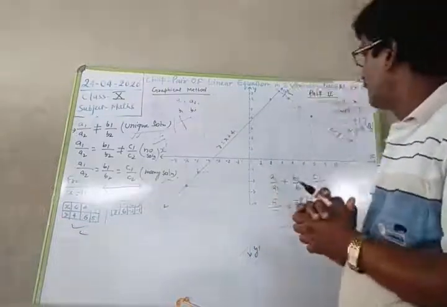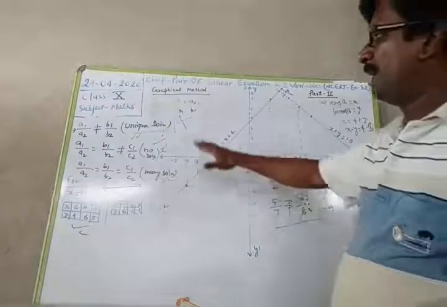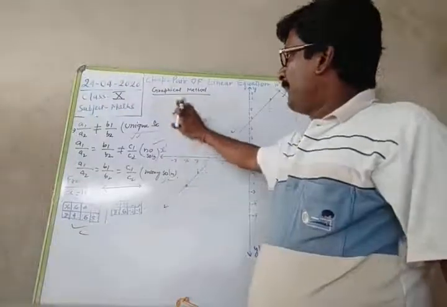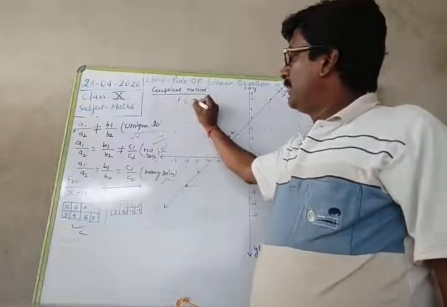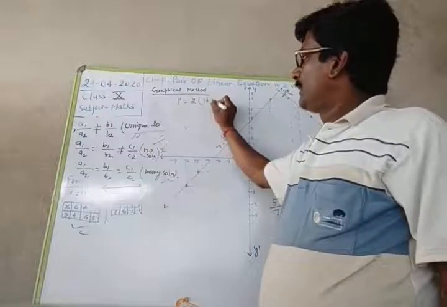Okay. So now see, the question is, half of the perimeter. The perimeter of the rectangle is given by 2 into L plus B.